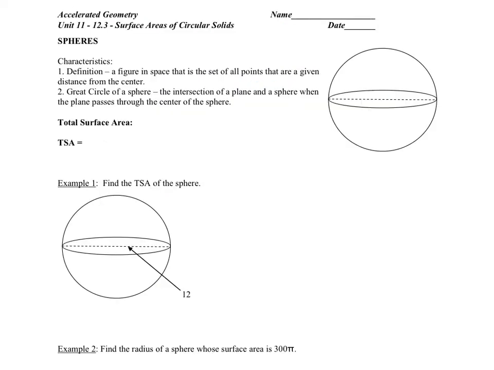Now let's talk about how to find the total surface area of a sphere. First, we need a couple new definitions, and one is, what is a sphere? That's a figure in space that is a set of all points that are a given distance from the center. So the figure at the right is a sphere. And we also need to understand what a great circle of a sphere is. That's the intersection of a plane and a sphere when the plane passes through the center of the sphere. So this would be the great circle.